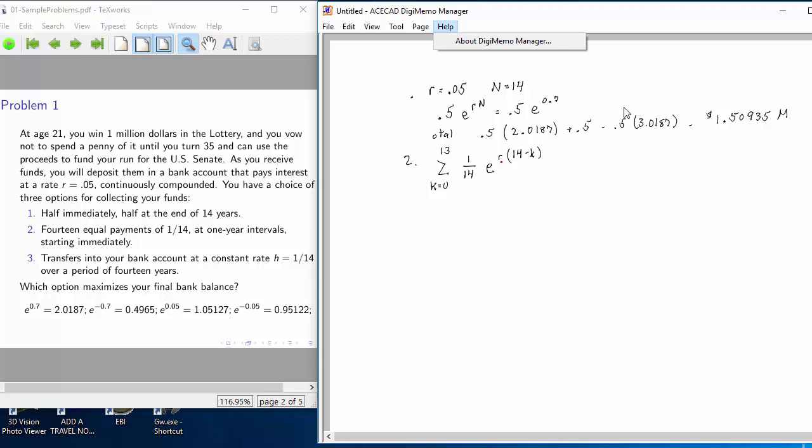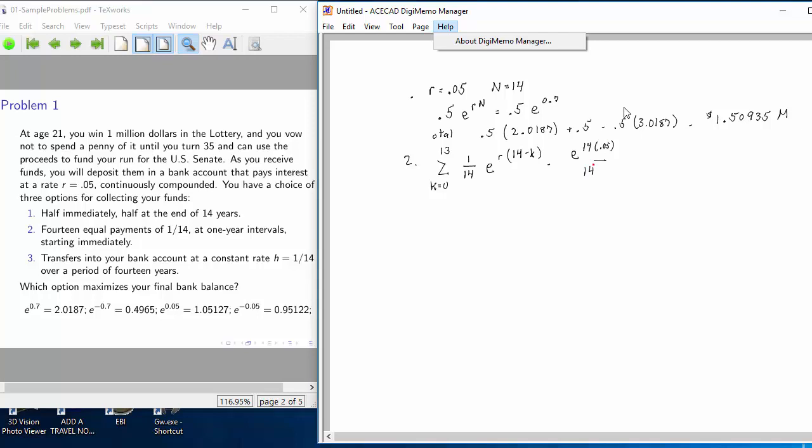The payment you get right away is going to accumulate interest for 14 years. K equals 1 is the payment you get a year from today, which is going to accumulate interest for only 13 years. And the last payment is going to be at the start of the 14th year. That will accumulate interest for 1 year. Okay, we can pull out a constant factor here. We've got a constant factor of e to the 14 times 0.05 over 14, and the rest is a geometric series.